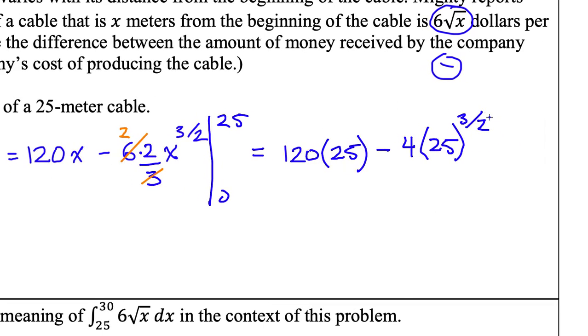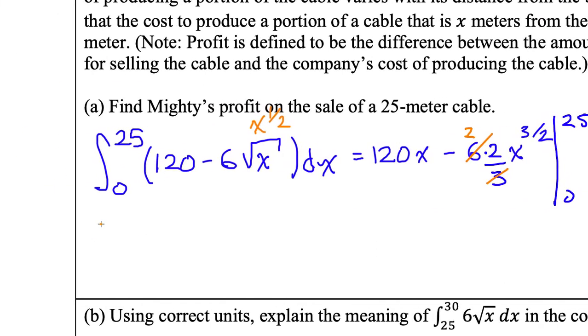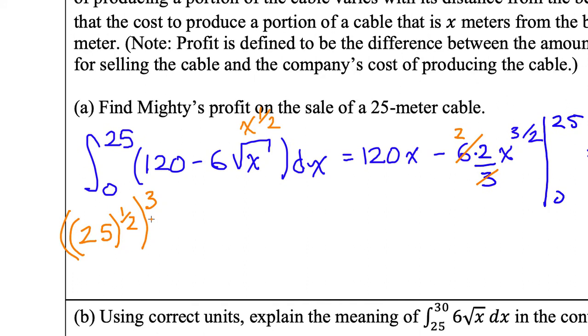That sounds a little bit hard, but remember that 25 to the 3/2 is the same thing as 25 to the 1/2 to the power of 3. 25 to the 1/2 is the same thing as the square root of 25, all to the power of 3. And the square root of 25 is 5, and 5 cubed is 125.